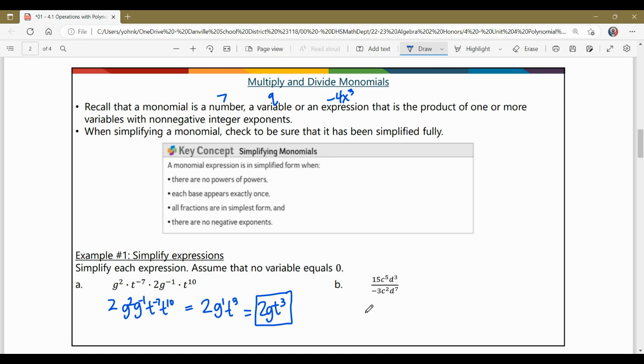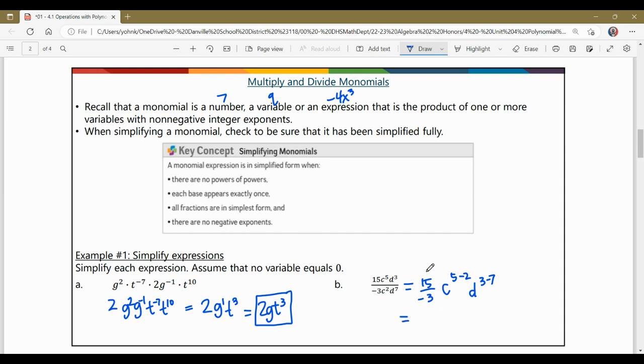Okay, if I'm doing letter B, I notice that I have numbers on the top and the bottom, C's on the top and bottom, and D's on the top and bottom. Well, when I simplify a fraction like this, I'm first going to grab the numbers and do 15 divided by -3. Then I'm going to do C to the power of 5 minus 2, because when I'm dividing two powers, I subtract their exponents. I'm going to do the same thing for D. I'm going to do D to the 3 minus 7.